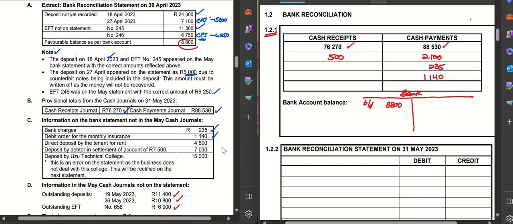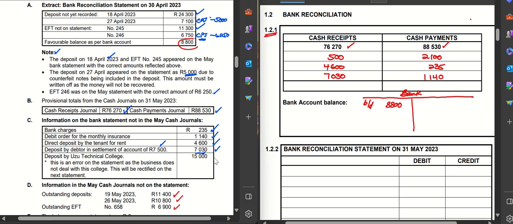Direct deposit by the tenant for rent. Direct deposit. So this is money directly being deposited into the account. So it comes to the CRJ, 4,600. The next one, deposit by debtor in settlement of account. If the debtor owed us that, then they pay us 7,030. The difference, remember, is discount. But we don't record it here. We only want the amount we have received. So we're going to record our 7,030.